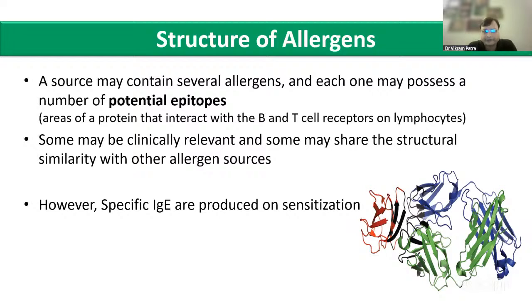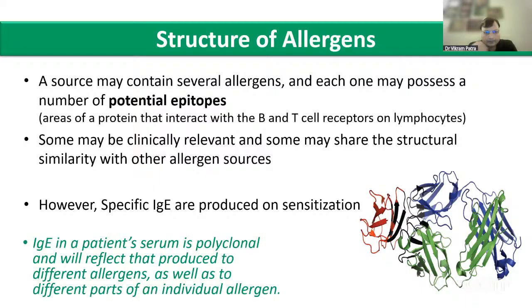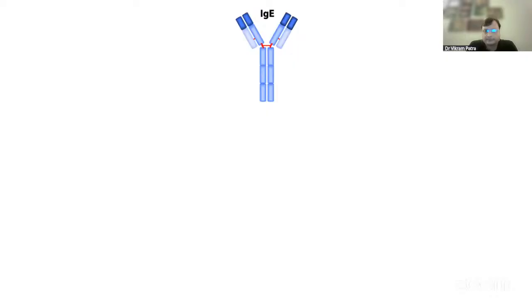However, specific IgE are produced on sensitization. When we are talking about IgE, it is made up of various IgE against all these epitopes. Thus the IgE which we measure is polyclonal and will reflect that produced to different allergens as well as to different parts of an individual allergen. So let us clarify from this diagram.